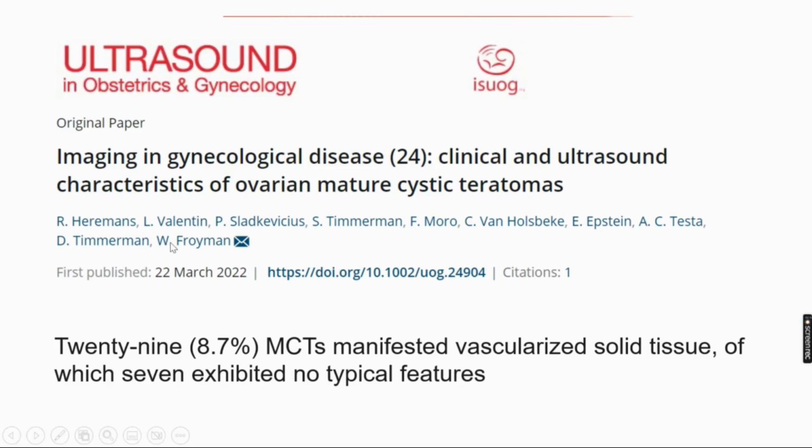This paper, published March 2022 in the White Journal, is about the largest series that looked at the clinical and ultrasound characteristics of ovarian mature cystic teratomas. In this paper, they found only 8.7% of mature cystic teratomas that manifested vascularized solid tissue. And out of this, 7 did not exhibit the typical features of mature cystic teratoma.